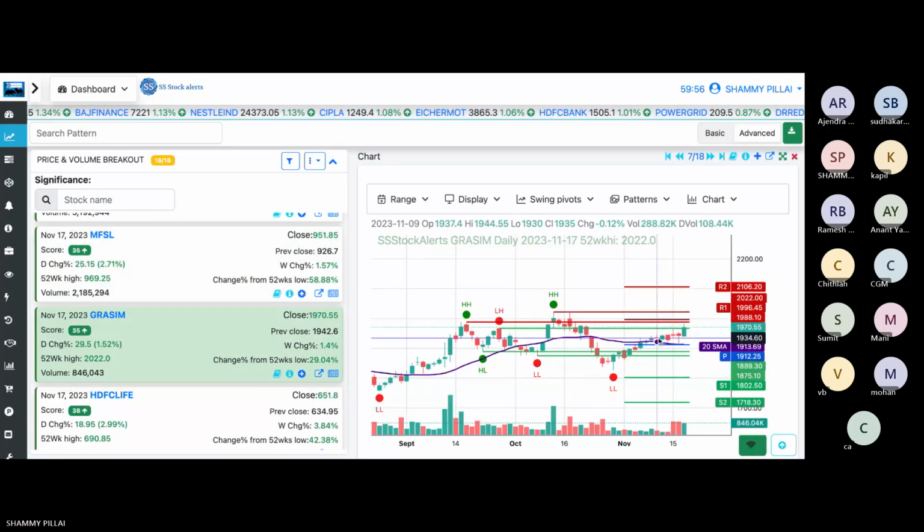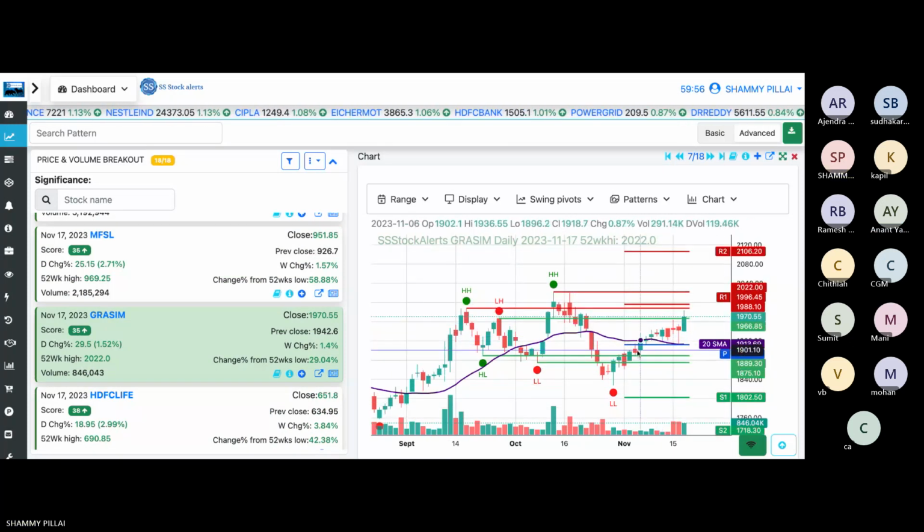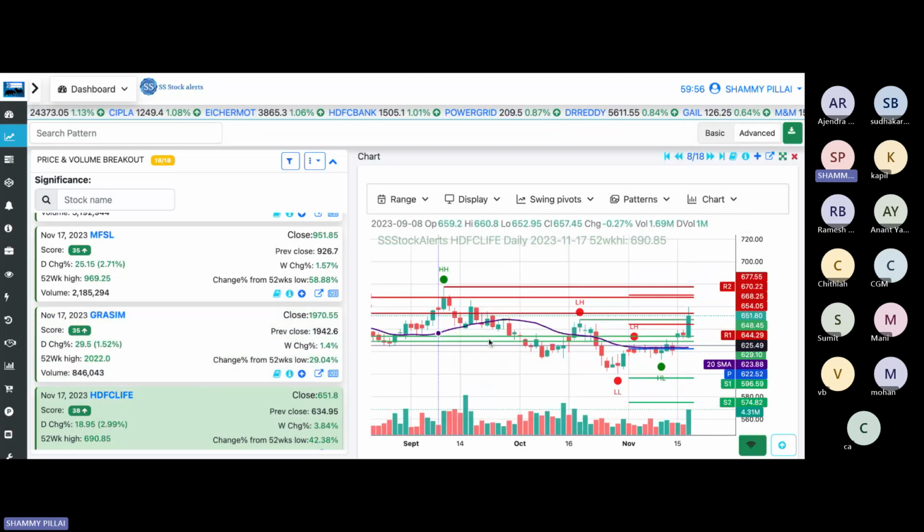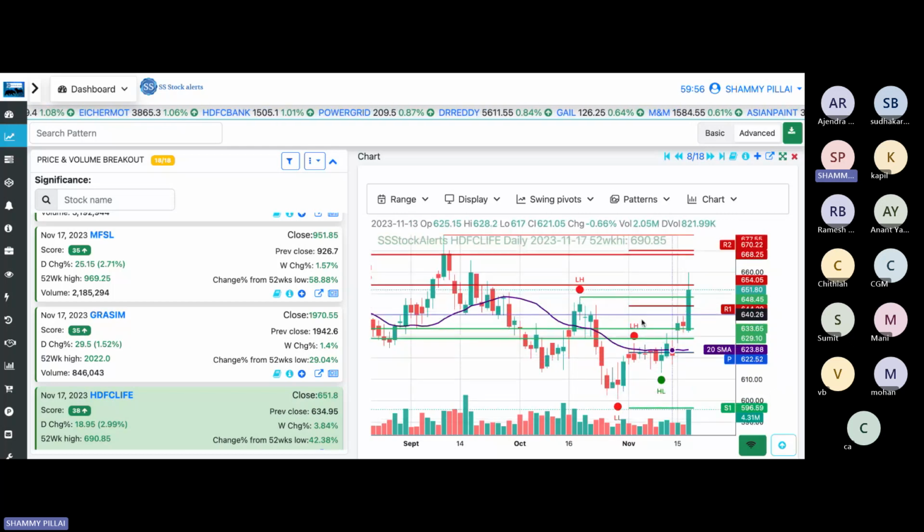Grasim. Though the volumes are missing, the stock will not come down to pivot. It is forming this breakout pattern, triangle breakout. HDFC Life, solid. Look at the struggle which the stock gives at pivot. Many are just ignoring this simple technique of pivot trading. They want all complex things.